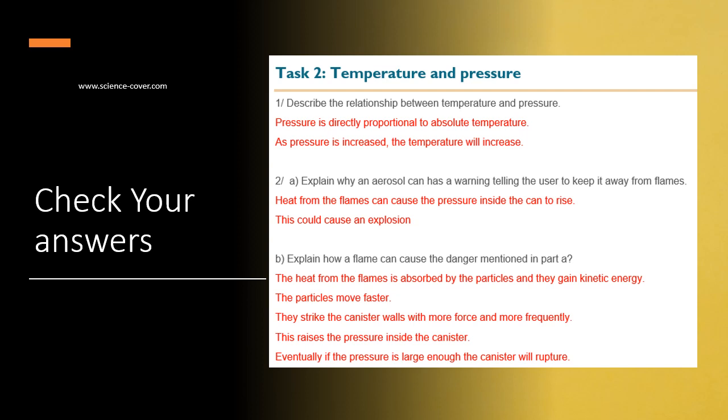Explain how a flame can cause the danger mentioned in part A. So the heat from the flames is absorbed by the particles and they gain kinetic energy. The particles move faster. They strike the canister walls with more force and more frequently. This raises the pressure inside the container. Eventually the pressure is large enough and the canister will rupture.